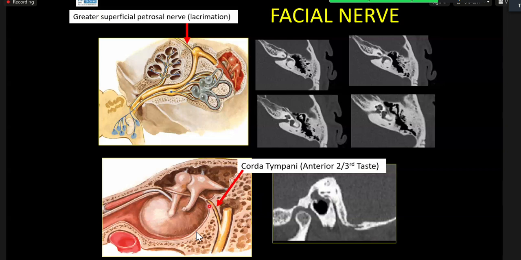The chorda tympani can be seen on imaging. It arises and passes anteriorly. It is responsible for taste from the anterior two-thirds of the tongue.